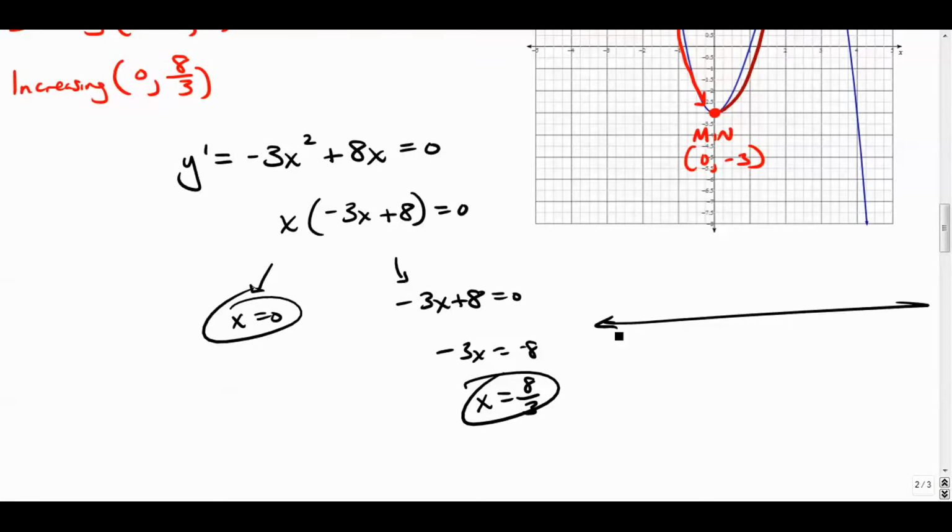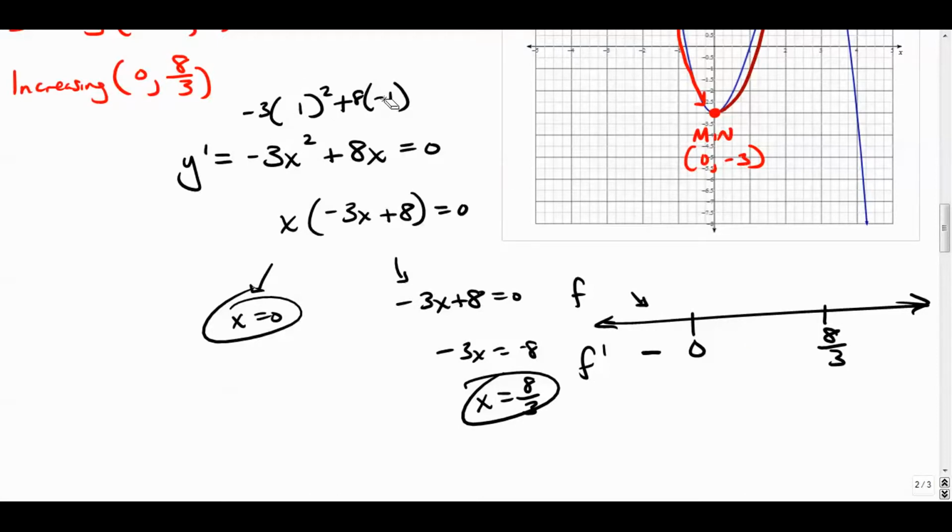And you put that on your number line. You say, all right, here's 0, here's 8/3. And I just do a function and a derivative test. To the left of 0 is -1, so I put that in here. -3 times -1 squared plus 8 times -1. That's -11, so that's a minus. The function goes downhill. Pick a number in here, anything between 0 and 8/3. Let's pick number 1. That's easiest. So -3 times 1 squared is -3, plus 8 is 5. It's a positive derivative. The function goes uphill when the derivative is positive.